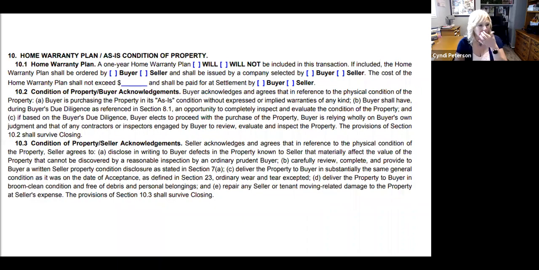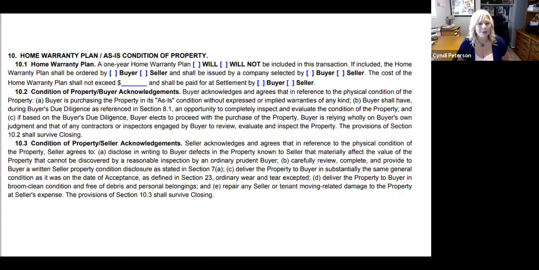Okay, so home warranty plan and as is condition of the property. If you're going to include a home warranty with the home, don't miss this section. If you have a home that's older, and I would say even 5 to 10 years and older at minimum, it's always nice to include that home warranty plan. I just feel like no matter what, it always helps my buyers out. And if I'm the listing agent, I let them know that it makes the buyer feel more secure about the home, if there is anything that comes up.